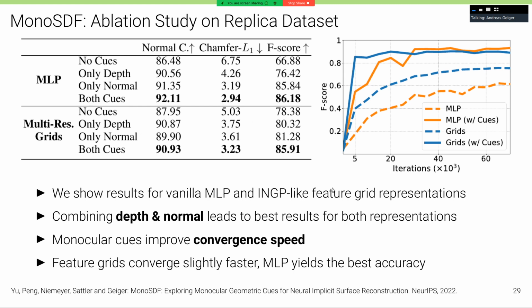What we also found is that these monocular cues can significantly improve convergence speed, and this is illustrated here on the right, where you see the number of iterations on the x-axis and the F-score on the y-axis. You can see that, for example, in the case of the MLP, the model converges much faster to a much better value if you use these monocular cues as well. The same holds true also for the feature grid. The feature grids converge slightly faster than the MLP, but in particular for this Replica dataset, we found that the MLP in the end yields the best accuracy.